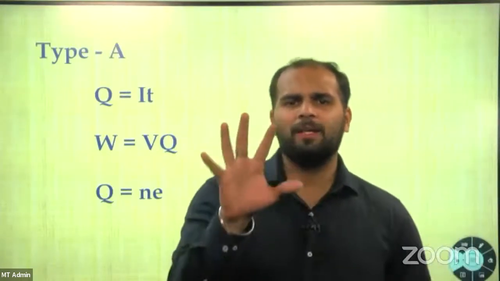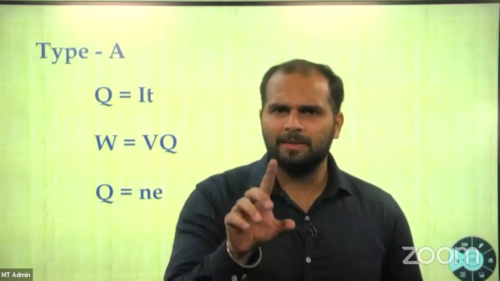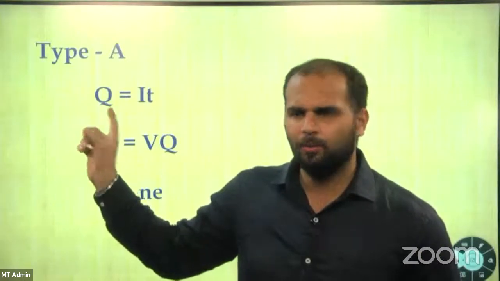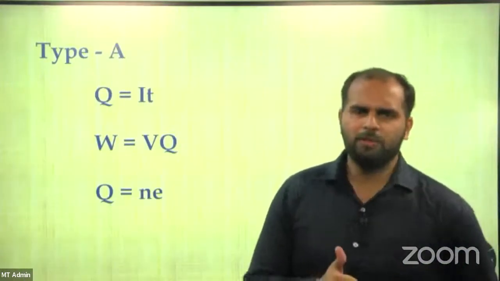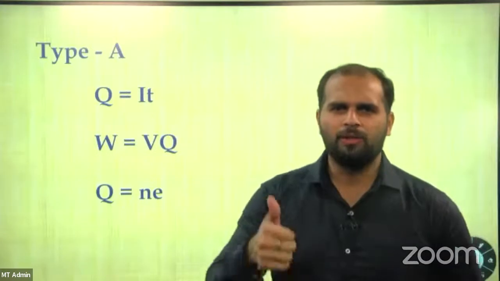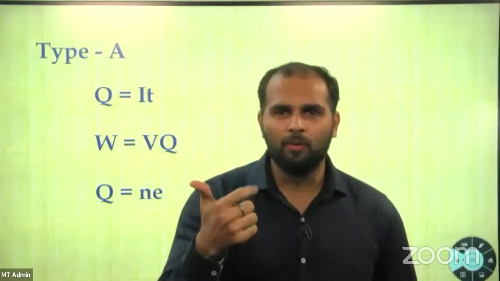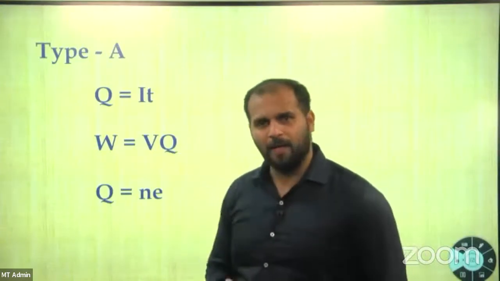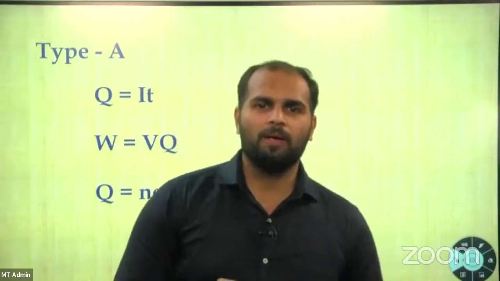Now, this is type A problems. These are the basic formula problems. The first formula is Q is equal to IT. The second formula is W is equal to QV, and the third is Q is equal to NE. First of all, sir, what is Q? What is I? What is T? What is W? What is V? What is N? What is E? Let us see the first part. These are the basic quantities required for current electricity.